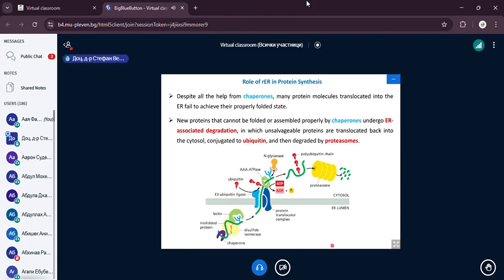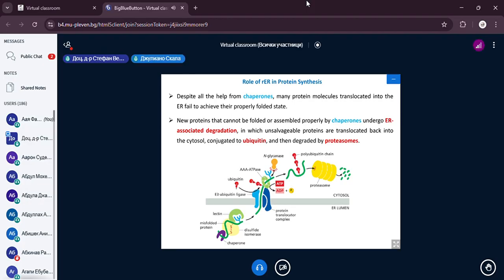Okay. The process of translation is usually quite efficient, but sometimes there are mistakes. Rarely, but there are mistakes, and wrong proteins can be synthesized. The endoplasmic reticulum has very efficient machinery to recognize such wrong or improper proteins and then rapidly directs these proteins outside the endoplasmic reticulum into the cytosol, where these proteins are degraded by a special protein complex in the cytosol called the proteasome. Remember this process.